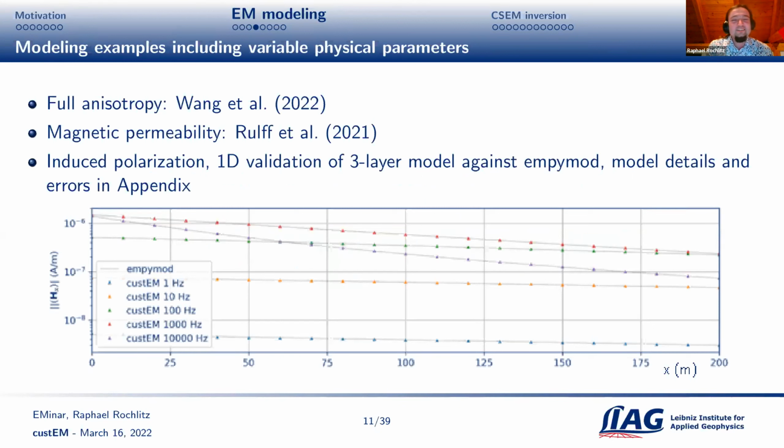Before I continue with a more complex scenario, I just want to point out that custEM was meanwhile used for different modeling examples and comparisons. For instance, you can find a model with full anisotropy in a marine CSEM setup in Fei-Yang Wang's publication, which came out this year. If you want to see how it works with changes in the magnetic permeability, you could visit Paula Rulf's publication.